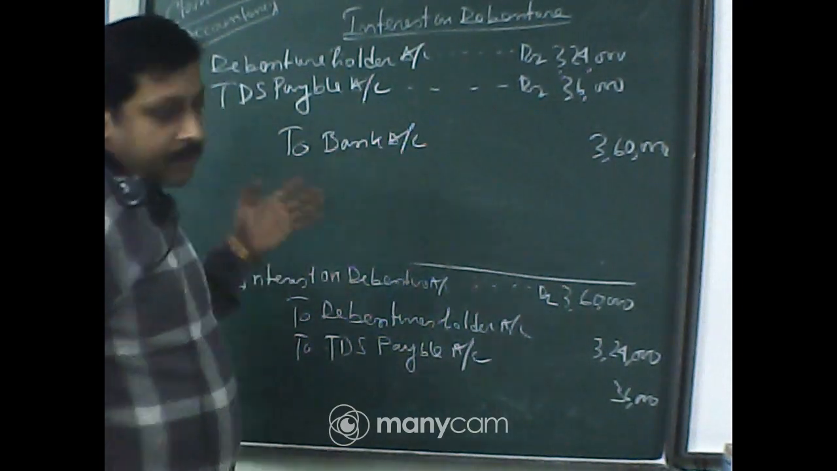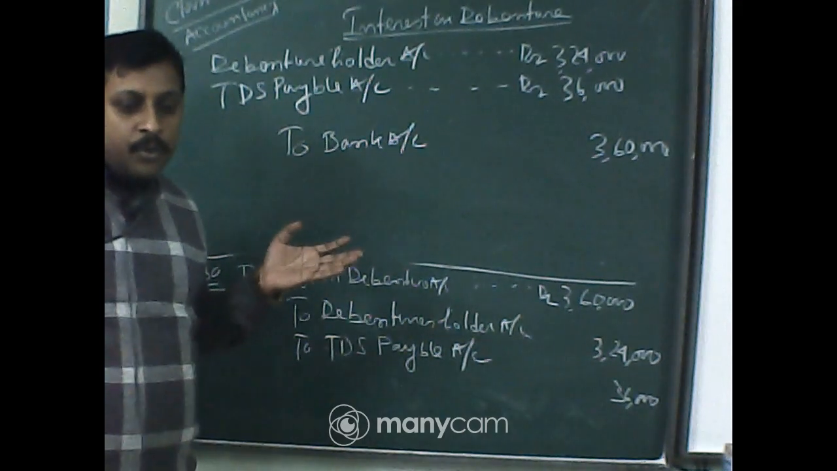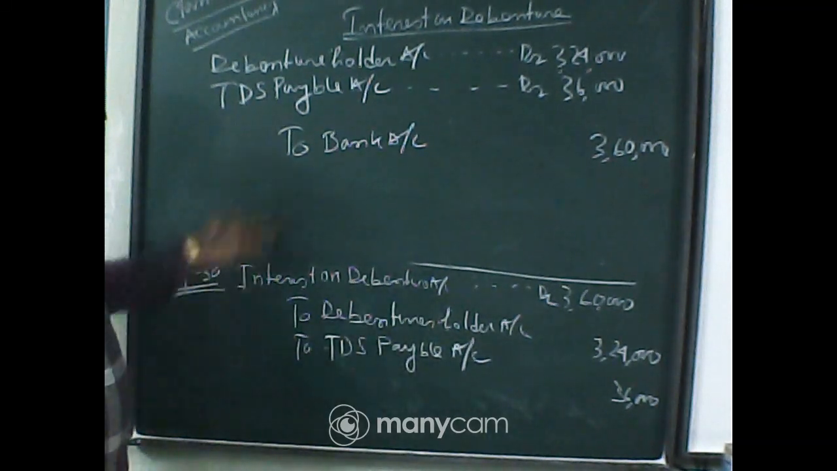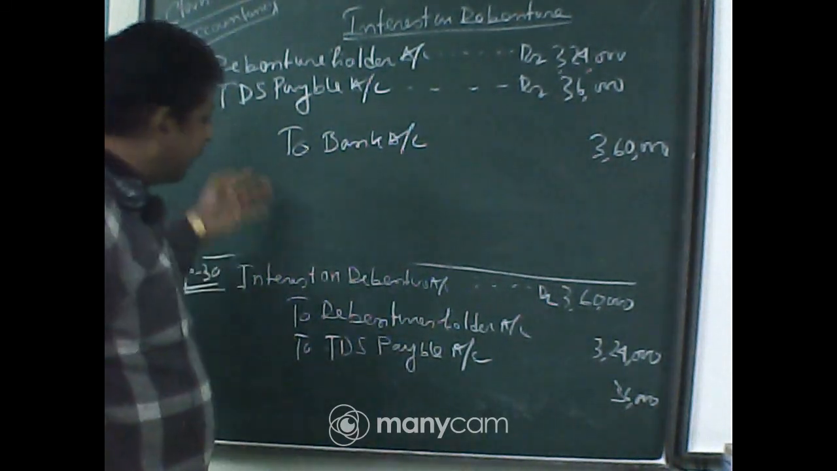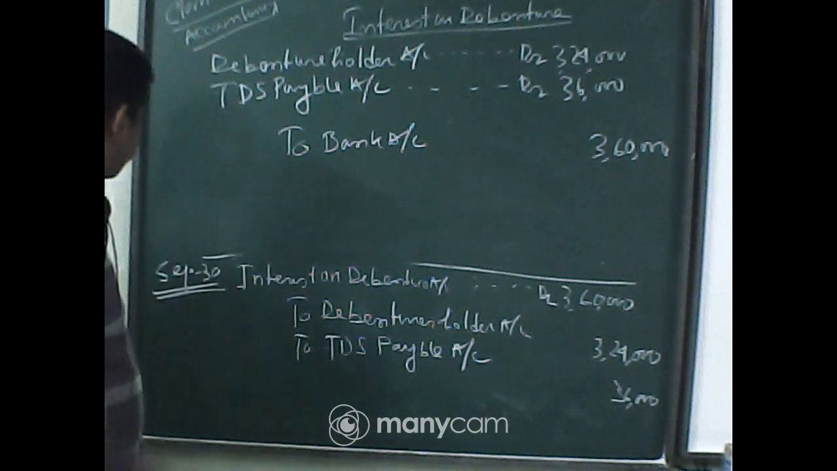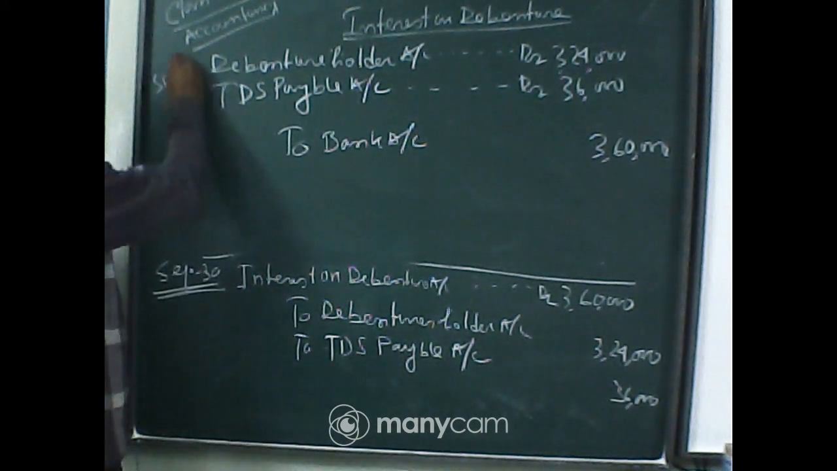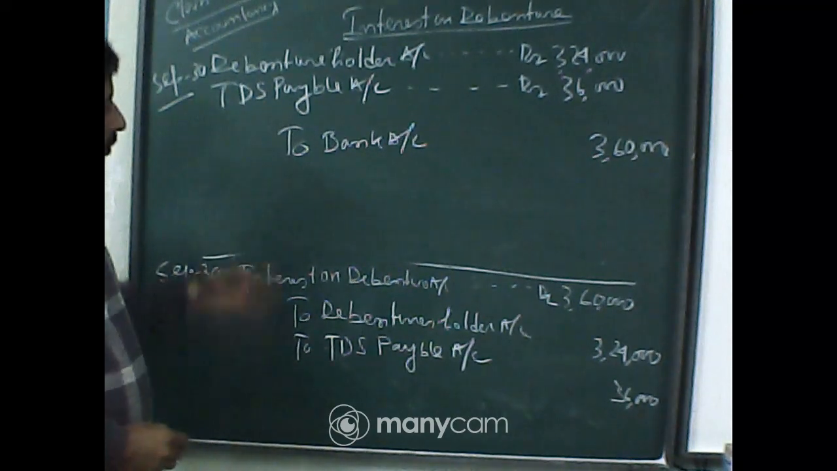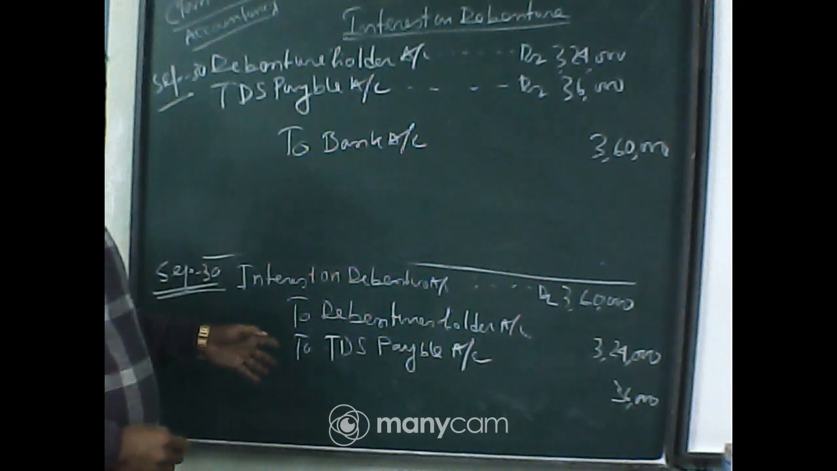For each and every journal entry you have to give the narration, otherwise half marks will be deducted for each and every journal. So always write the narration for each and every journal. So, that is also September 30 we have done, suppose. Now, next entry, the same entry you have to pass again, on which date? Because it is half yearly interest we are paying.